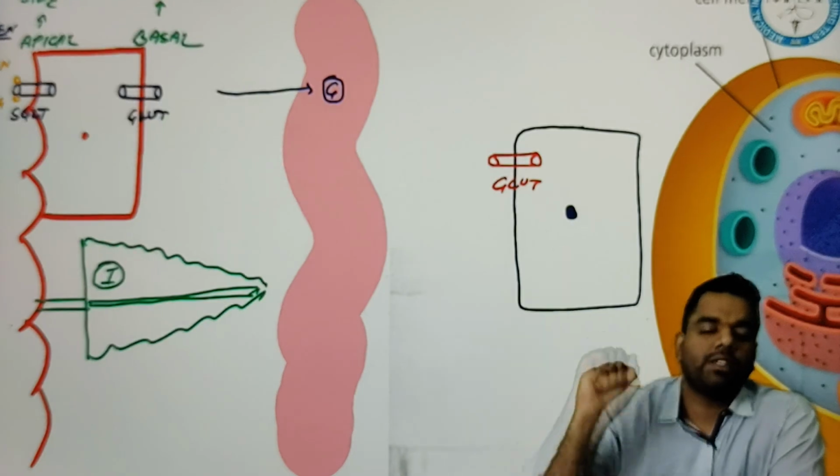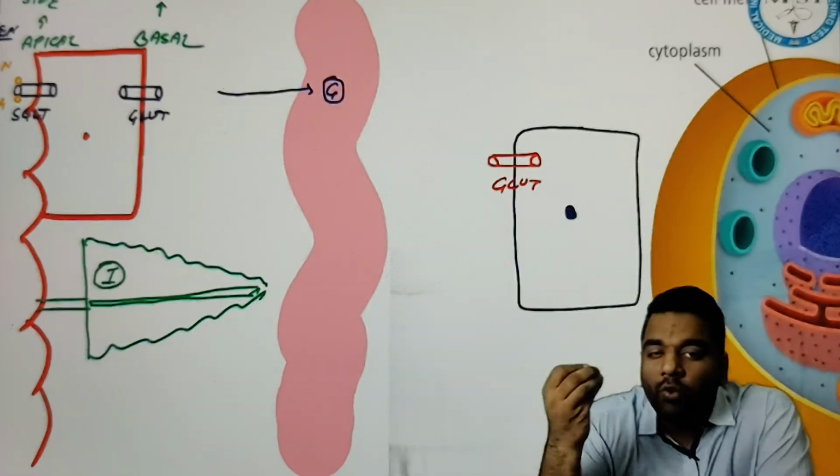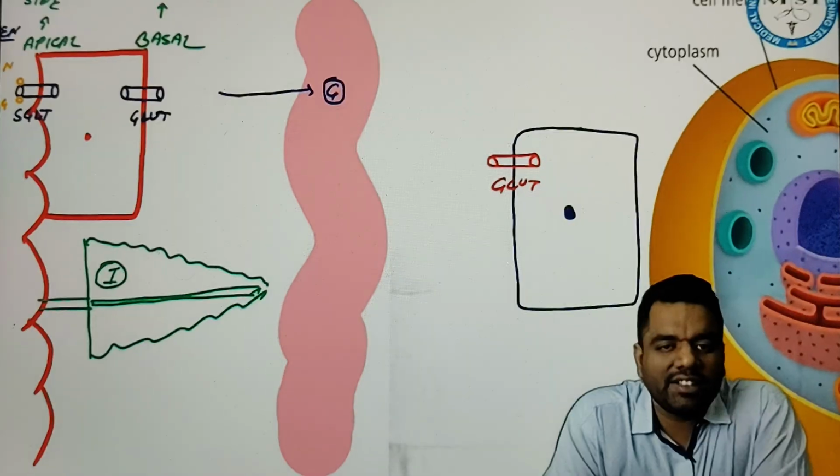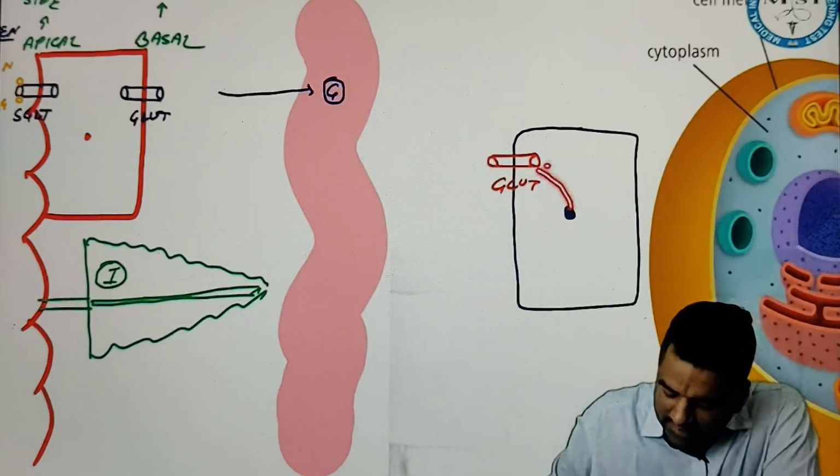How does this glucose from the blood enter into the cell? It enters when the GLUT channel is open. Now, who will give the command to open this GLUT channel? We know, guys, who is the director of the cell? The director of the cell is the nucleus. So whenever the nucleus gives the command, only then will this GLUT open.